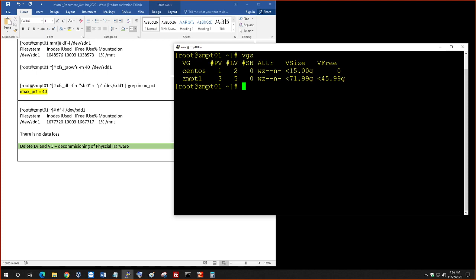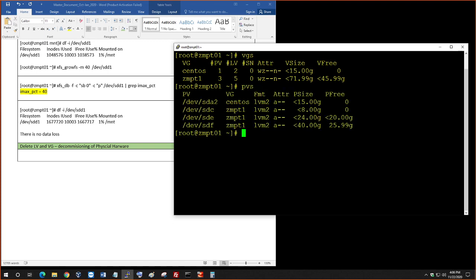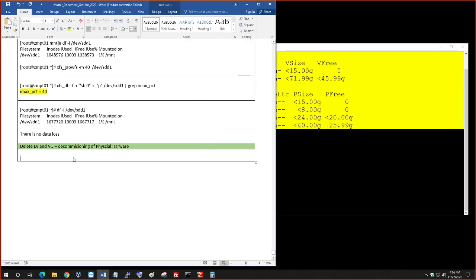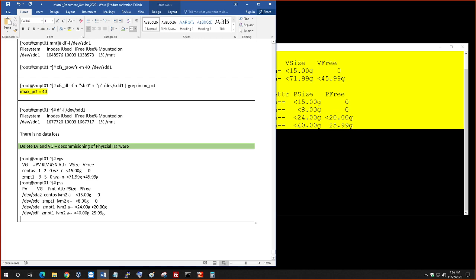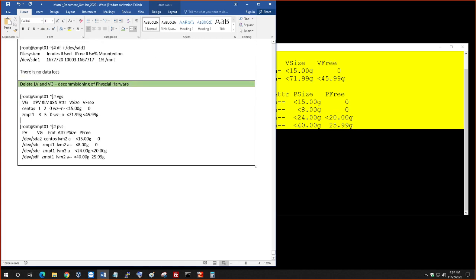So you run vgs or pvs. Okay, so yeah, these two commands, you run this and make sure you understand what you're doing. And you have to zero in on the LVM you want to delete. Target LVM. Target LVM to delete.